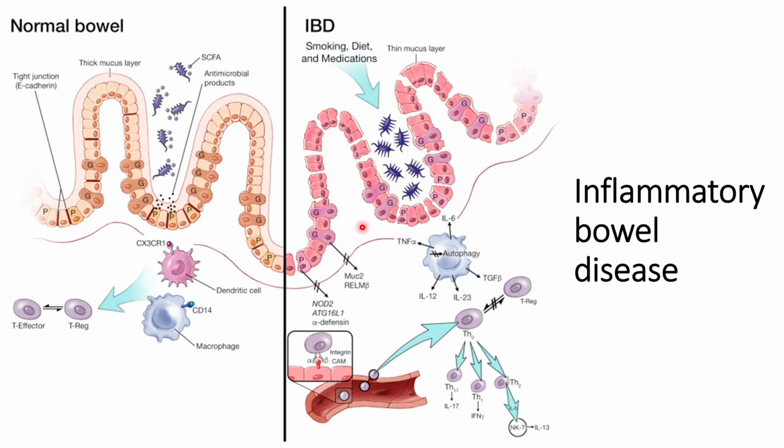Apart from this, the goblet cells also get disrupted and start producing improper MUC2. Along with this, NOD2, ATG16L1 and alpha defensins also get disrupted.